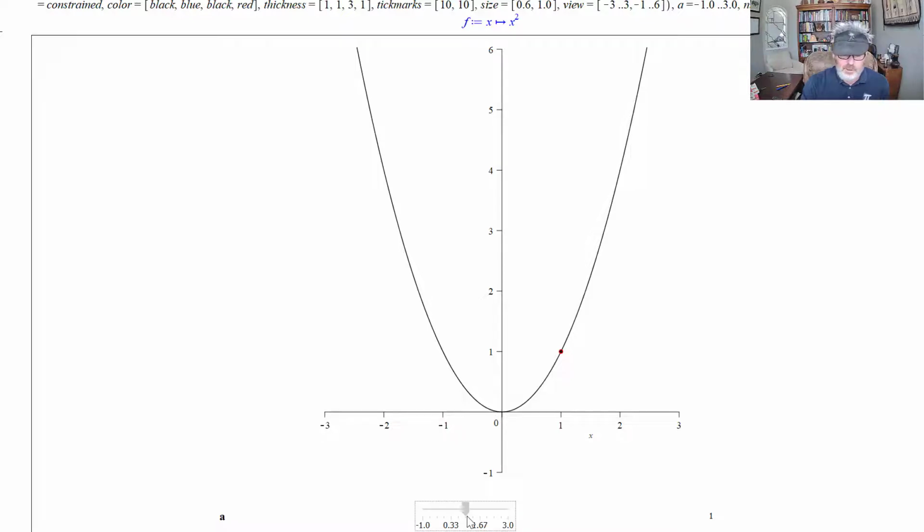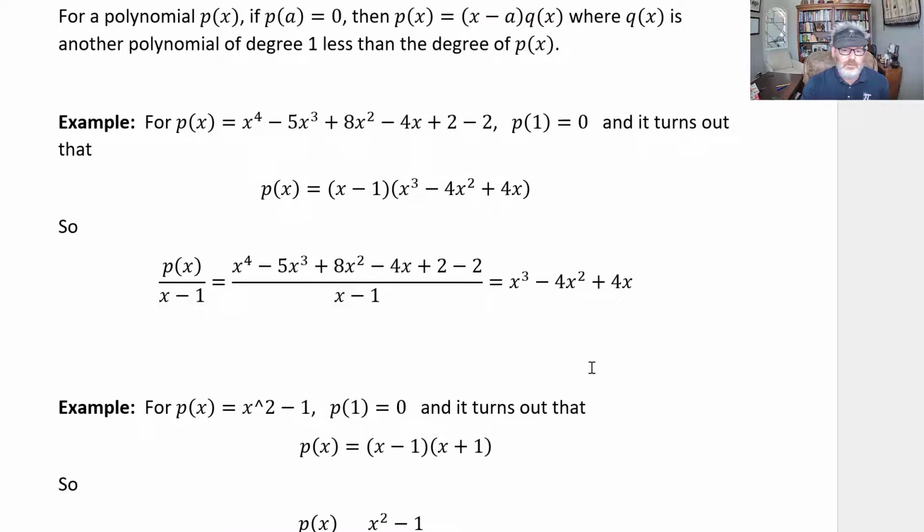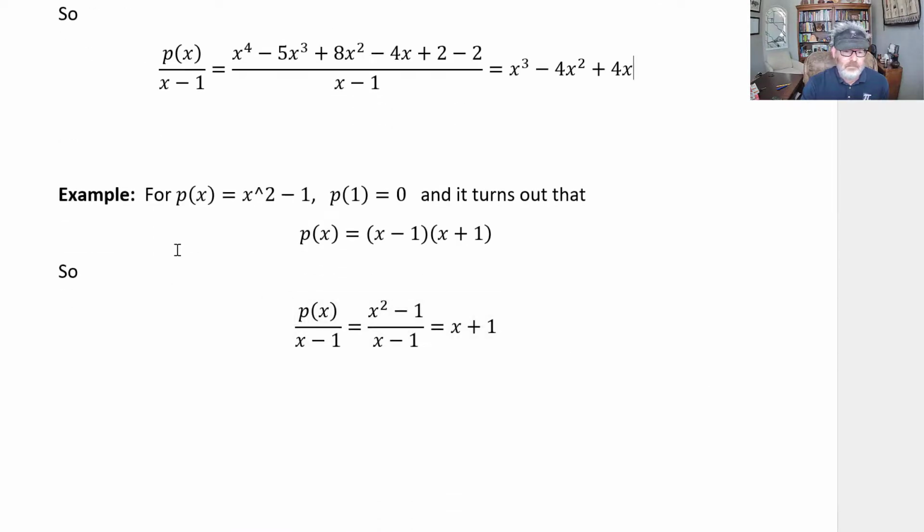Well, if Q is at 1, 1, just like P, you can't draw a secant line. So we don't have one there, but there is a limit. And again, just like before, p of x is x squared minus 1. P of 1 is 0, so that means you can factor x minus 1 out from it. And this one's easier to do. You get x plus 1. So p of x over x minus 1 is now just x plus 1.